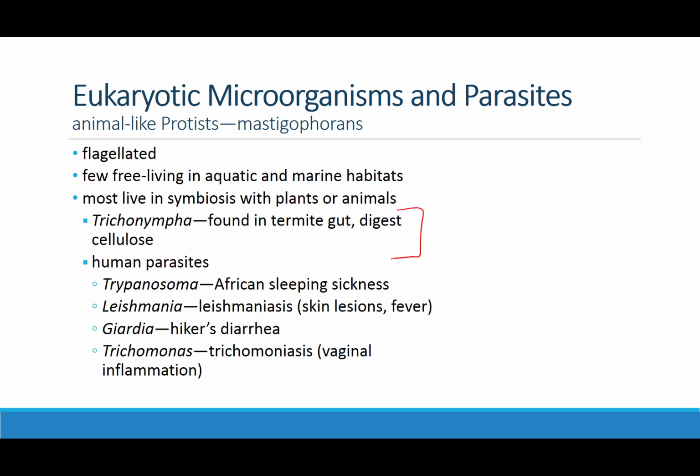They are all flagellated. Some of them are free-living in aquatic and marine habitats as well, of the mastigophorans. So these are some of the ones that microbiology is most interested in, or around human health, certainly, because of their parasitic and disease-causing nature.